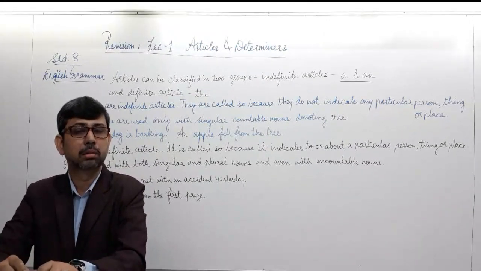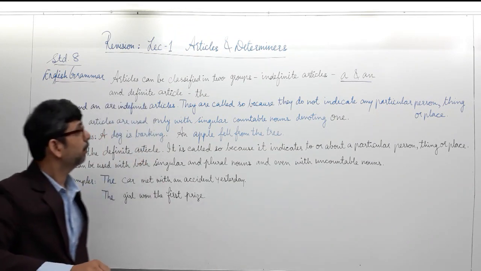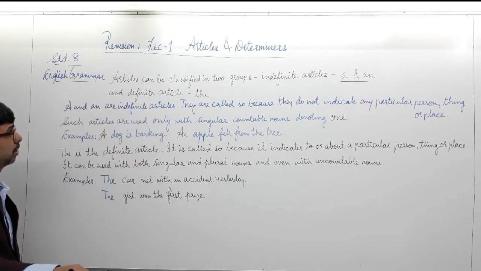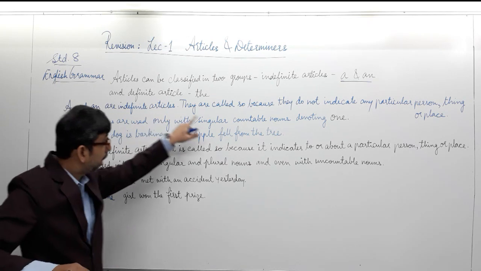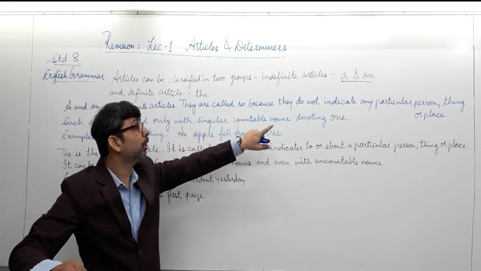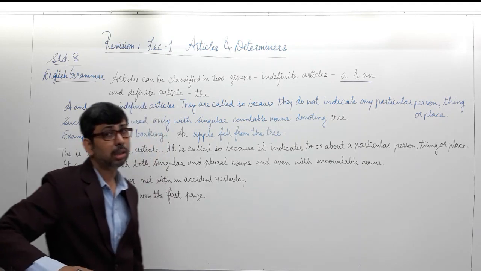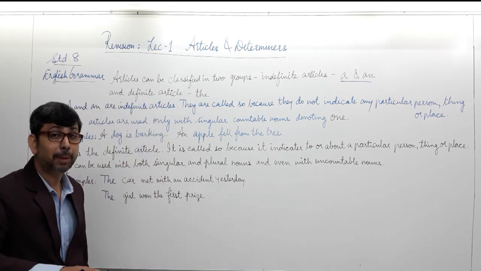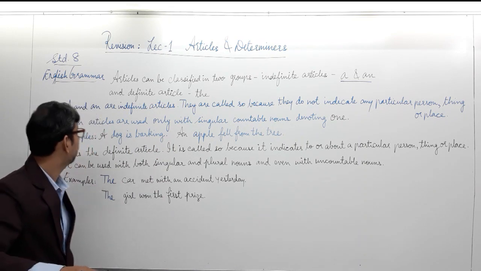Let us now understand the classification of articles into its groups. Articles can be classified into two groups: the indefinite articles, which are a and an, and the definite article, which is the. A and an are indefinite articles because they do not indicate any particular person, thing or place. They are not person, thing or place specific.